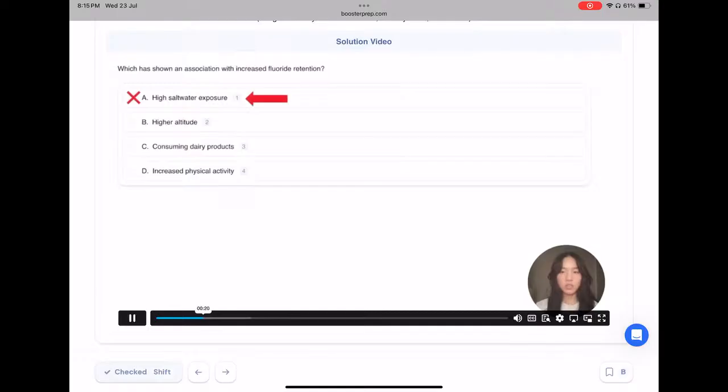Although fluoride is naturally found in the water, the level of fluoride found in the ocean water is around 1.2 to 1.4 parts per million. And while this level is higher than that of fluoridated water sources, which is 0.7 parts per million, 1.2 does fall in the upper range of acceptable levels of fluoride. However, just because there is high fluoridation in salt water, high exposure to this does not necessarily mean that fluoride is retained more easily. Option C reads consuming dairy products, and this answer is also incorrect.